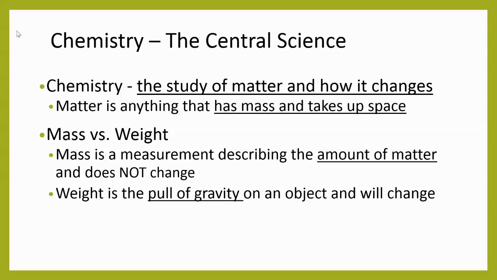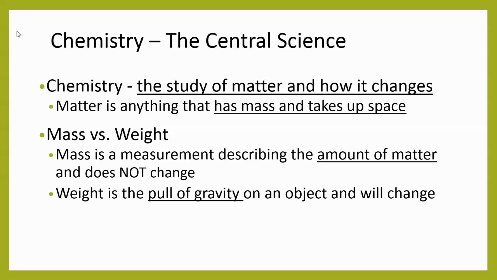Okay, so first of all, chemistry is often known as the central science because it helps to relate biology and physics and all the other sciences. So chemistry is the study of matter and how it changes. And matter is quite simply anything that has mass and takes up space. So this is going to be most of the things that you're interacting with every day. The chair you're sitting on, the computer that you're using to view this video, any paper or pencils, things like that, that is all matter.